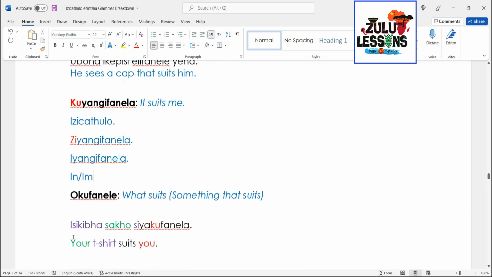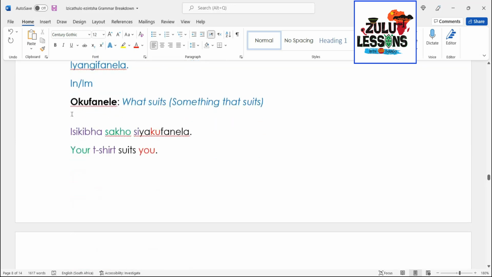Here is another example. We were talking about okufanele, right? And we're saying what suits, or something that suits. Isikipa sakho siyakufanela. Isikipa is a t-shirt. You can find it pronounced as isikipa or isikipha, with a P instead of a B. So your t-shirt suits you. I'm hoping my color coding here makes sense for you. To say it suits you, here we have it as ku, and then there is the verb fanela, which means to suit, in black.